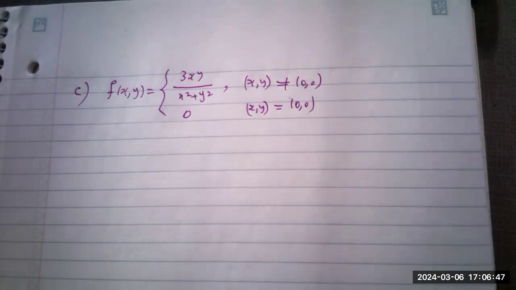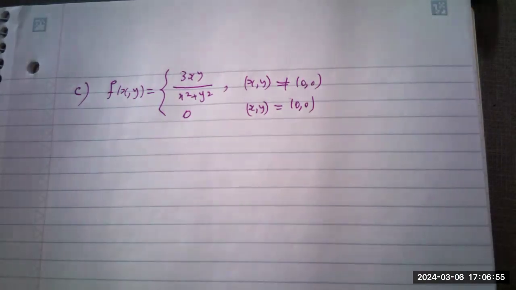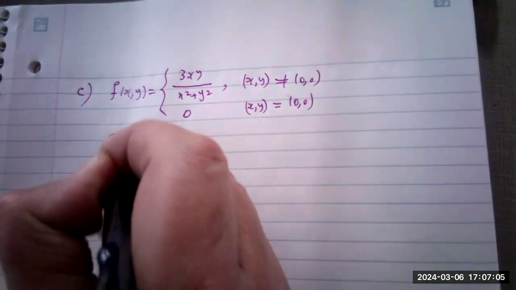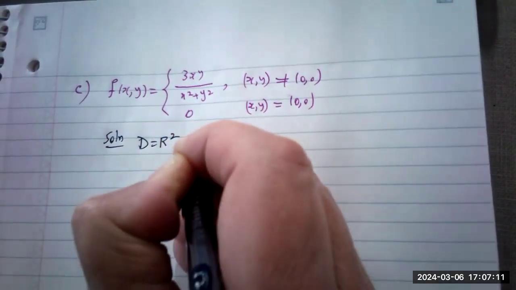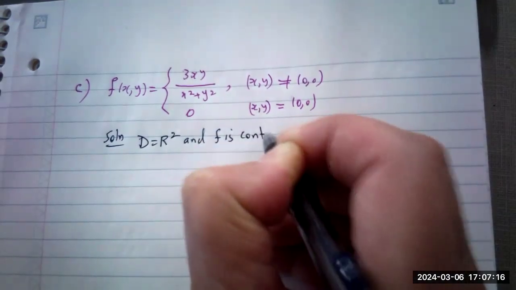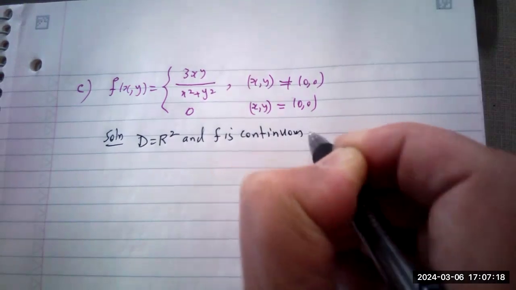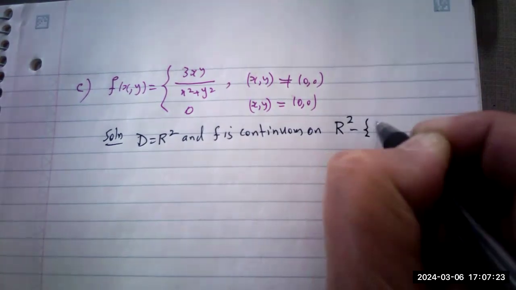So the way to describe this continuity, first, the domain of this function. If you pick a point, there are 2 possibilities: the point is 0, 0 or otherwise. So this function is defined everywhere on R2. So the first thing is to check the domain: the domain is R2. And f is continuous on R2 minus the origin. We don't know about the origin.